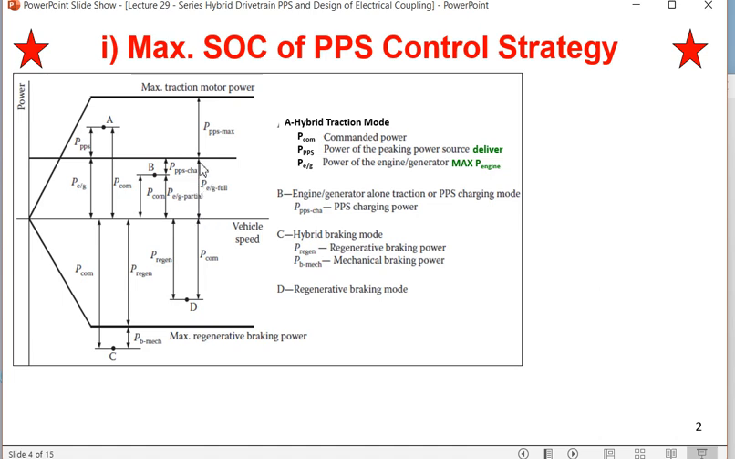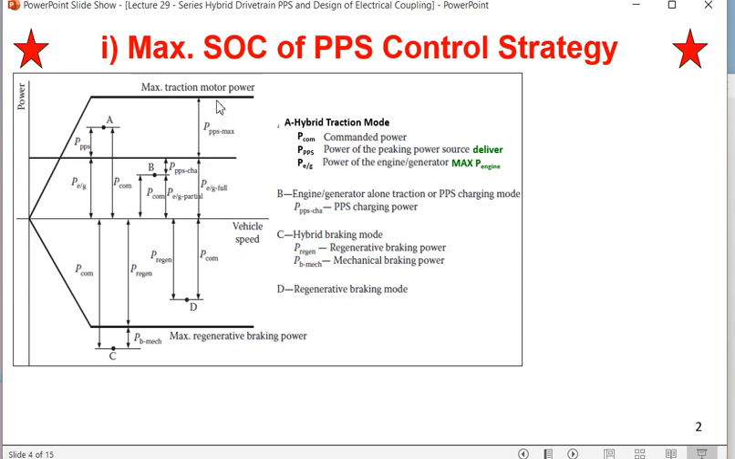After that comes the PPS. In case of series hybrid there is an engine and a PPS. PPS is nothing but the battery. So the battery can produce maximum this much power. This is the power generated by PPS, and this is the power produced by the engine. So maximum traction power can be P engine plus P PPS, that is this full thing. This is the maximum traction motor power. This you have to understand here.